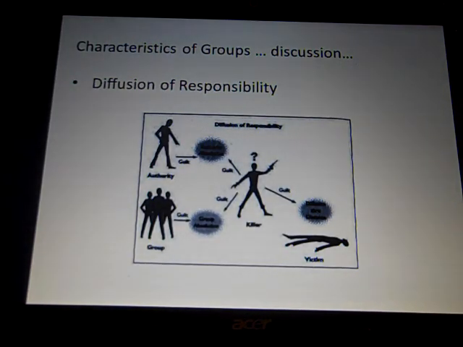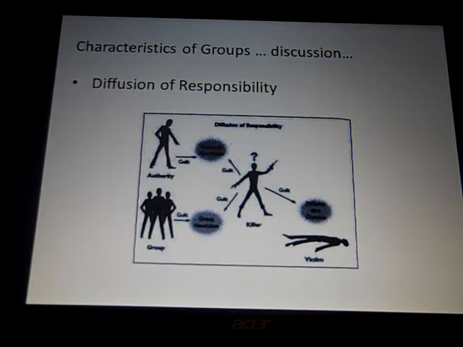Diffusion of responsibility. This is another characteristic of groups that I want to talk to you about. It's kind of close to de-individuation, but a little bit different. If in a group I see many other people around me, then I'm going to feel less responsible or accountable to help somebody out. This is also known as the bystander effect. So what that really means when you're writing your notes down here, diffusion of responsibility is feeling less responsible or less accountable to help someone out because there are other people around.